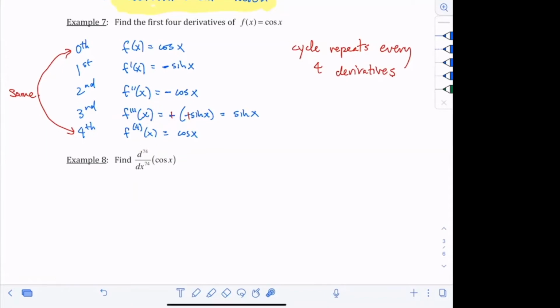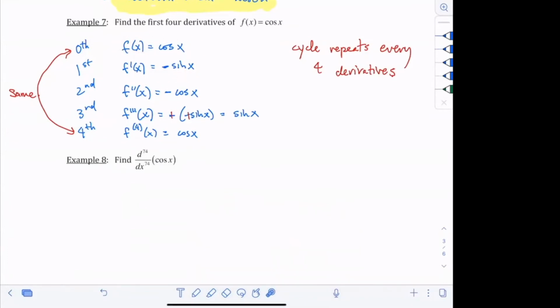The 4th derivative should be cosine. What do you think the 12th derivative should be? Cosine. What about the 16th derivative? Cosine. What about the 20th derivative? It's cosine. What about the 21st derivative? Minus sine. Right? Because if you did 20, you'd be back here, and then 21 would be here.